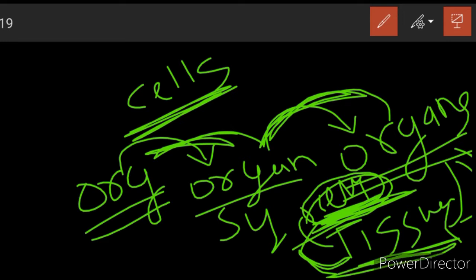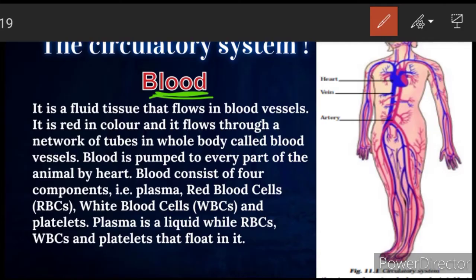Tissues are a group of cells. Tissues are a group of cells, and a group of tissues make up organs, and a group of organs make up organ systems. So guys, your blood is also a fluid tissue only.